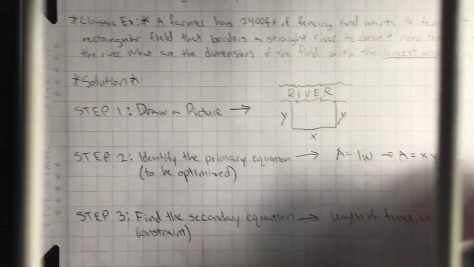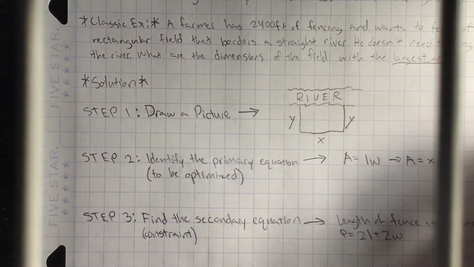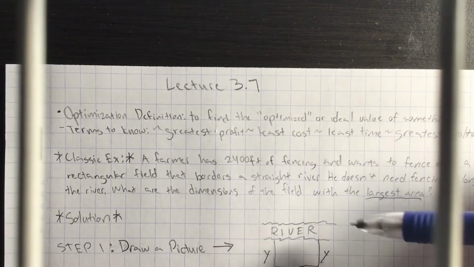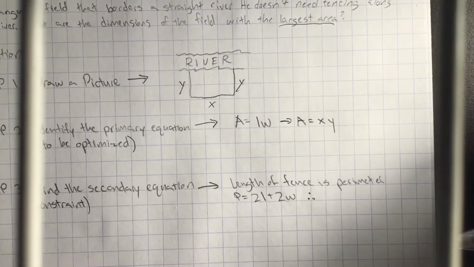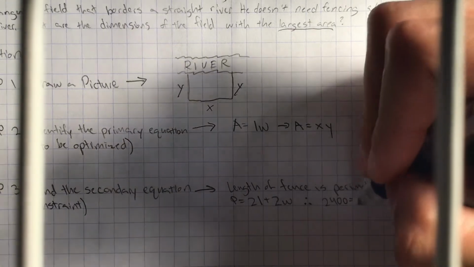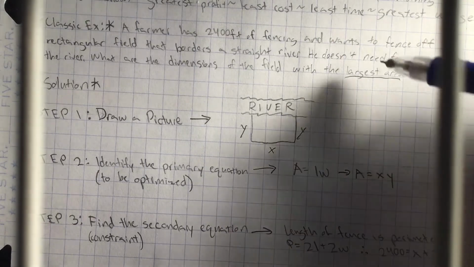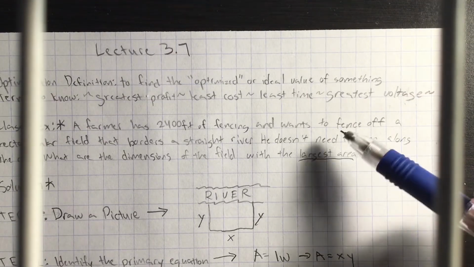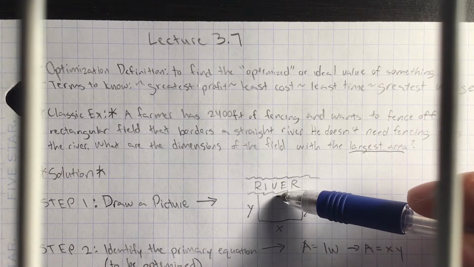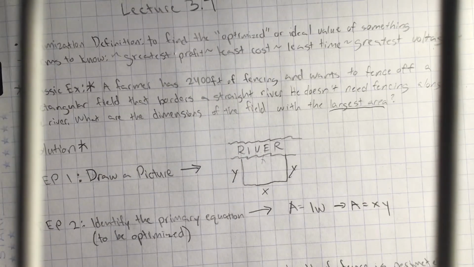And perimeter of a rectangle equals 2 times length plus 2 times width. Therefore, we already know that the perimeter is 2,400 feet, as indicated right there. So 2,400 equals x plus 2y. And the reason we don't have 2x plus 2y is because he doesn't need fencing along the river. So that's why we don't have an x right here. We only have one x and two y's. So that is our constraint.